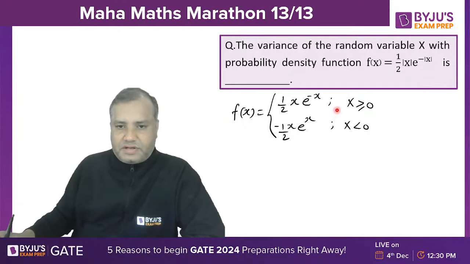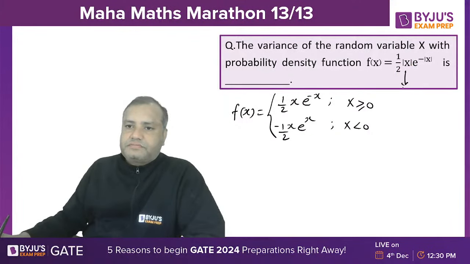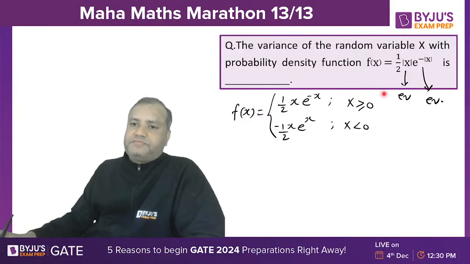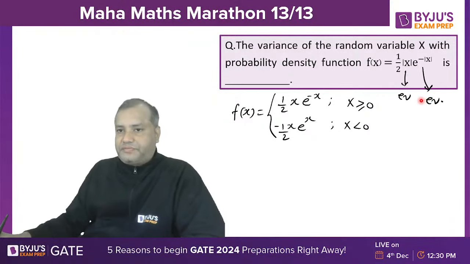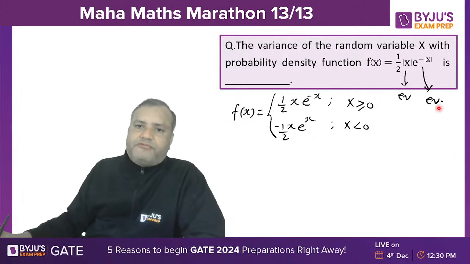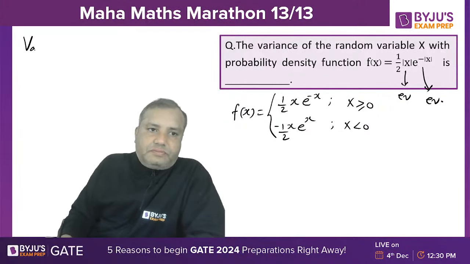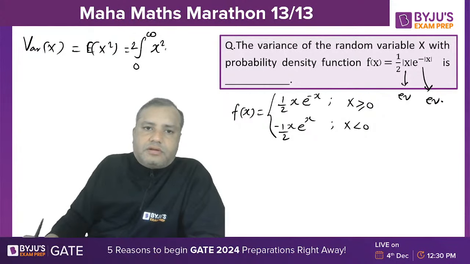Students, this mod x is an even function, and e raised to minus mod x is also an even function. If you are multiplying two even functions, the resultant will be an even function. So for an even function, variance is expectation x square. It is 2 times the integral from 0 to infinity of x square into f of x. That's it.